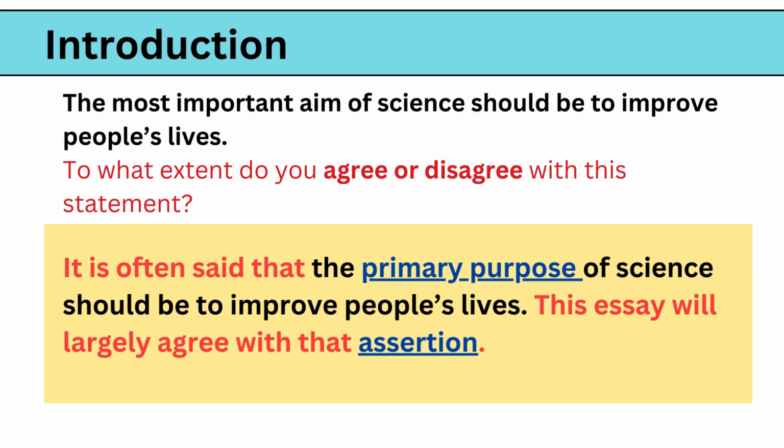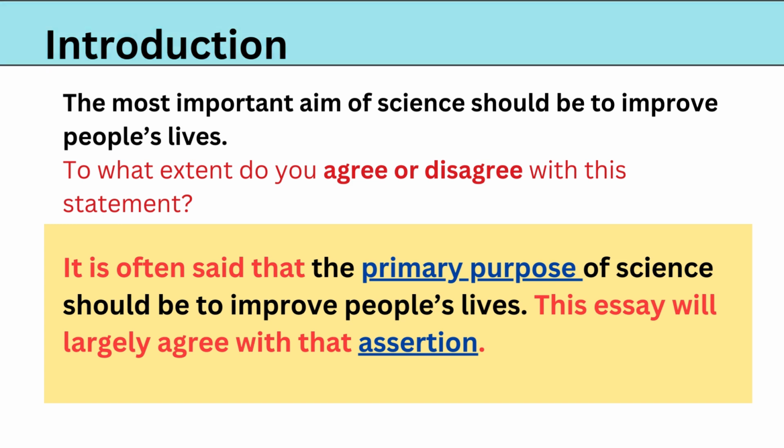As we understand the statement, we need to rephrase it in other words. You see, the primary purpose is like important aim, and we use assertion for the statement. And in this introduction, you have to tell whether this essay agrees, disagrees, or is neutral. If you agree, you will choose such a line: this essay will largely agree with that statement or that assertion. For the statement, you can use assertion as a synonym.